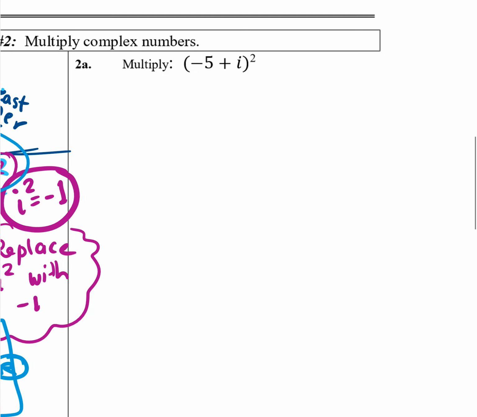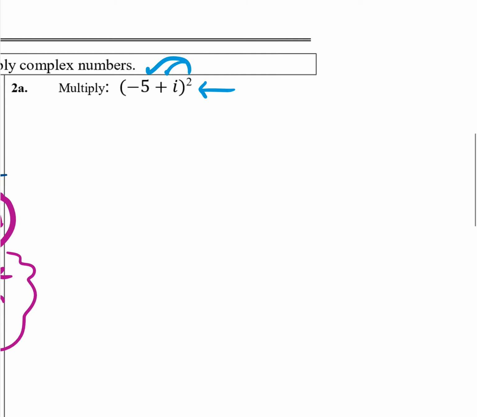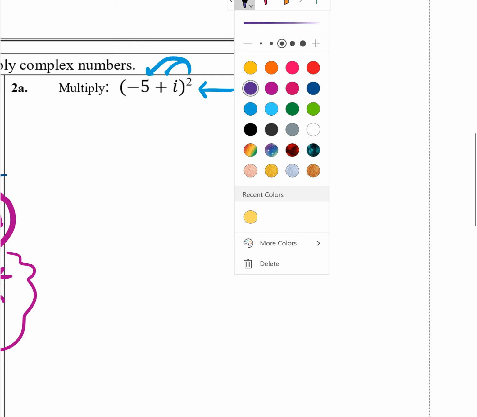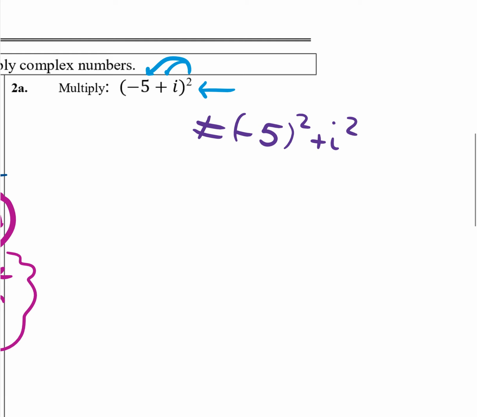Here they want us to multiply. And if you haven't seen something like this in a while, you're thinking, wait, multiply what? I mean, are you supposed to multiply this power in here? Well, if you remember, and if you don't, fine, then this is a good reminder that you can't distribute an exponent like that. So this is definitely not equal to negative 5 squared plus i squared. You cannot distribute an exponent like that.